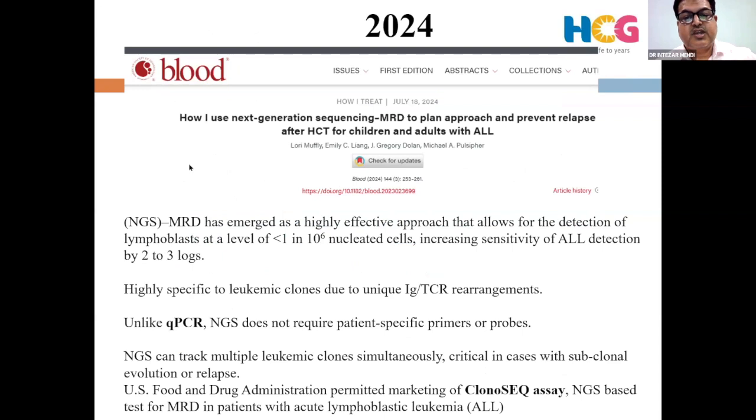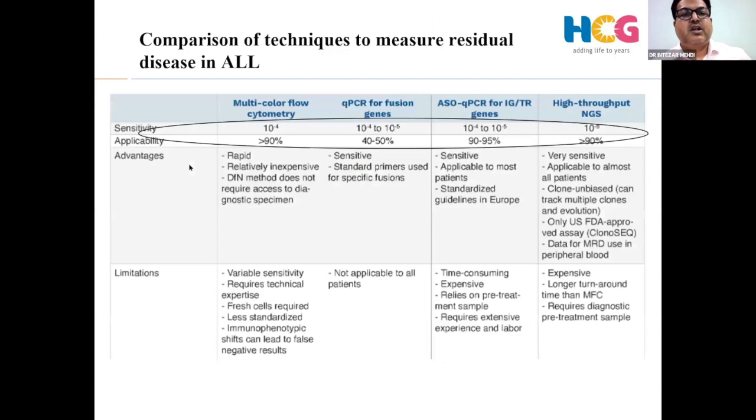And now the US FDA has given marketing permission for the clonoSEQ assay for monitoring. This graph shows how sensitive the NGS is. It's going to be 10 to the power of minus 6, and it's going to be very applicable because of more than 90% sensitivity. It's very, very sensitive. The only problem is that as of now, it's very expensive and has a very long turnaround time.